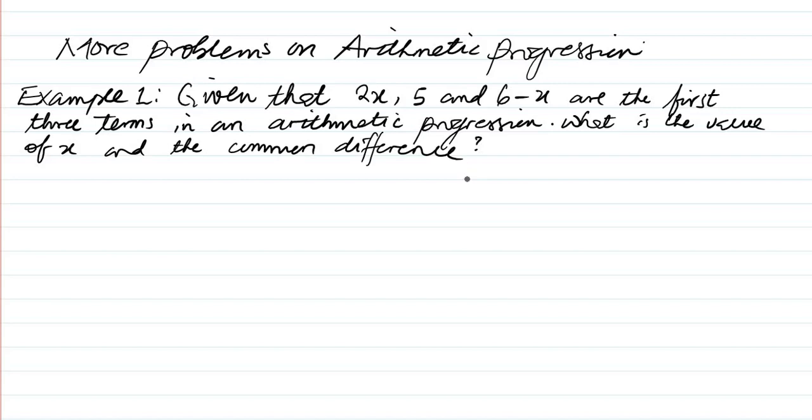Let's take a look at example 1. You are given that 2x, 5 and 6 minus x are the first three terms in an arithmetic progression. So what is the value of x and the common difference? Solution.